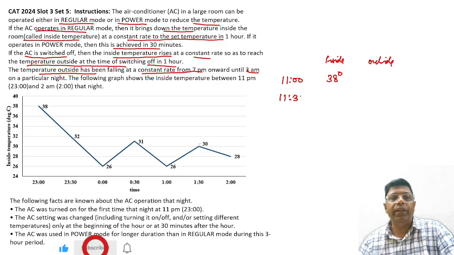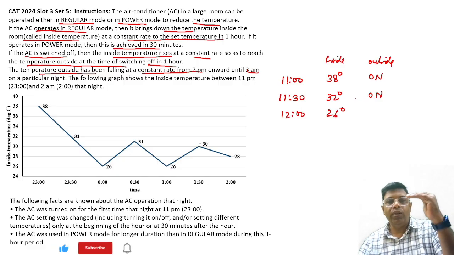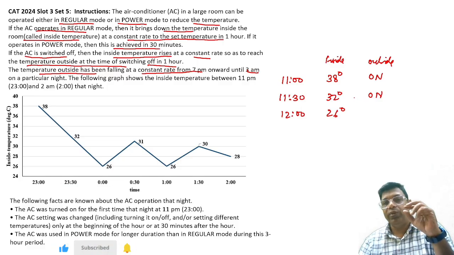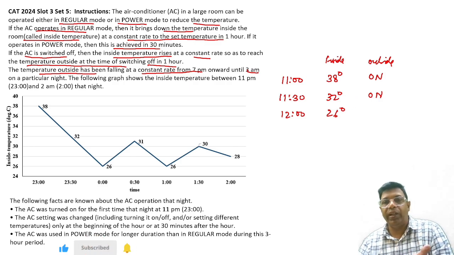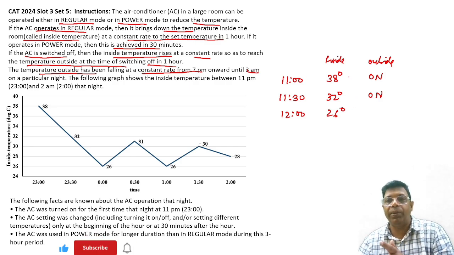At 11:30, the inside temperature is 32 degree. Now this temperature has come down. It means AC must have been on. Then at 12, temperature was 26 degree. Again, the AC must be on. Either it continued, like it was switched on at 11, and maybe the desired temperature was 26 degrees, so by 12 it reached that temperature, or it could happen that you altered the setting at 11:30 also. Both the possibilities can happen.